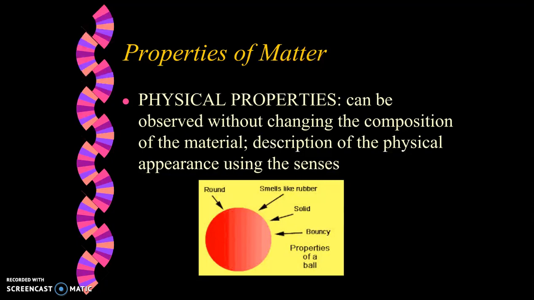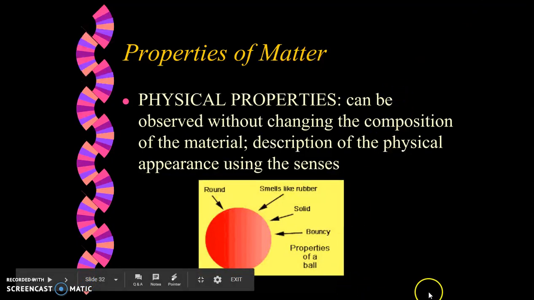So these physical properties are just things that you look at and you get the physical characteristics of it. It's how you would describe something to somebody else. So the properties of the ball, you might say it's bouncy, it's solid, smells like rubber, it's round. You might say what color it is.